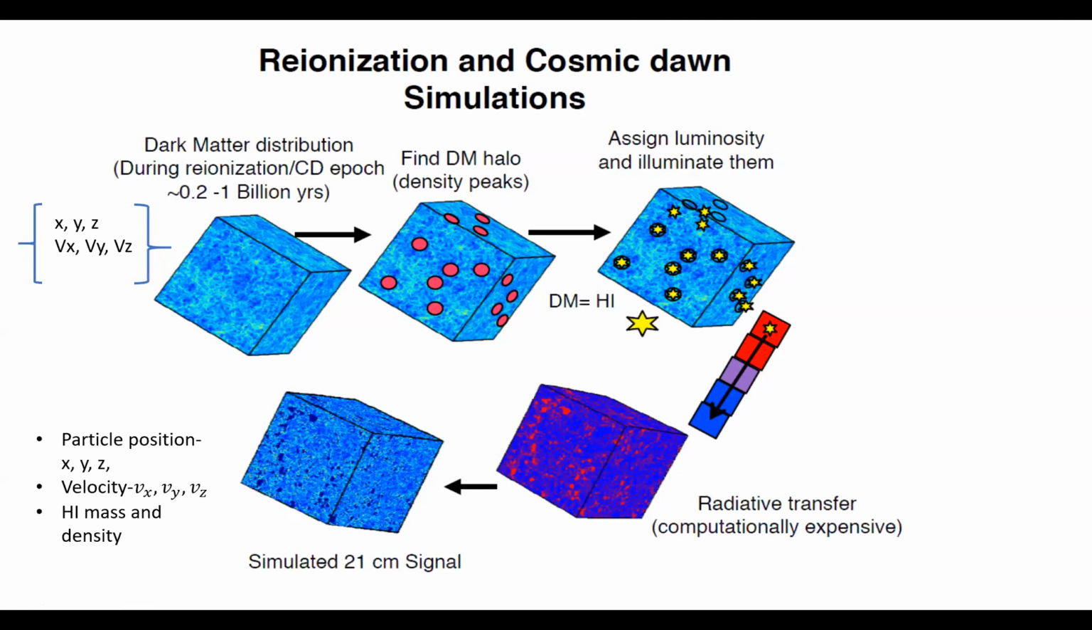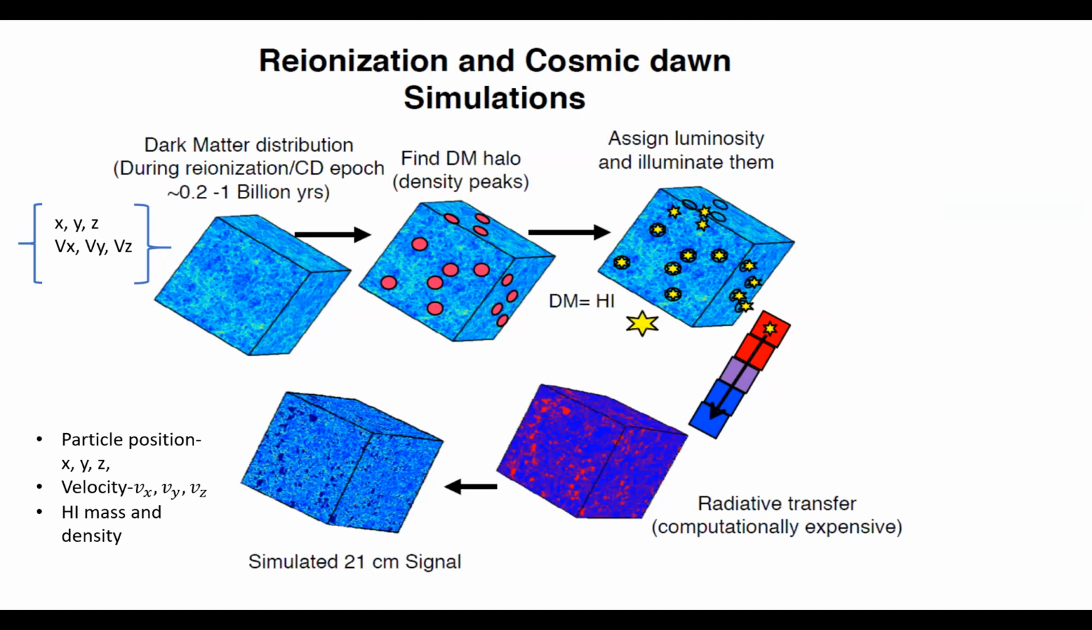No, I was just following Somnath's lecture, in which he mentioned the Wouthuysen-Field effect, which couples Lyman alpha photons to the 21 centimeter excited states. I was curious because the Lyman alpha photons will be produced by these sources, which happens in the radiative transfer step, right? So how will that coupling happen? Okay, for the Lyman alpha coupling part, you probably need radiative transfer.